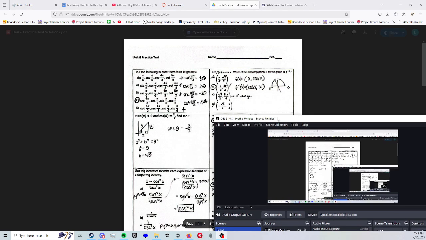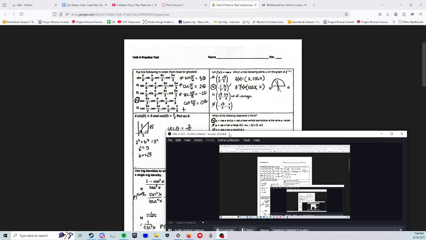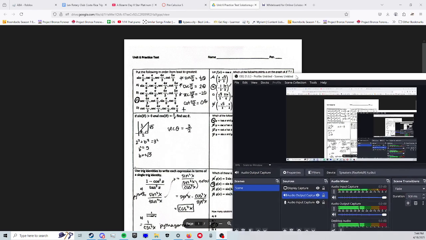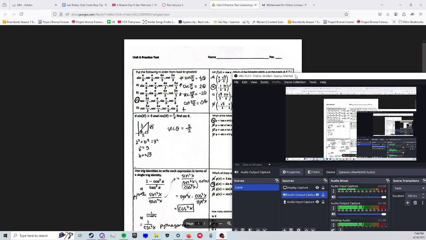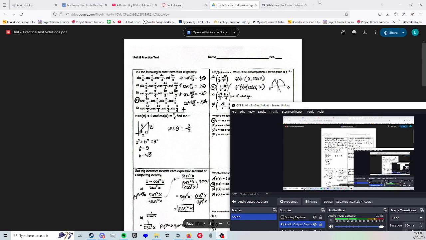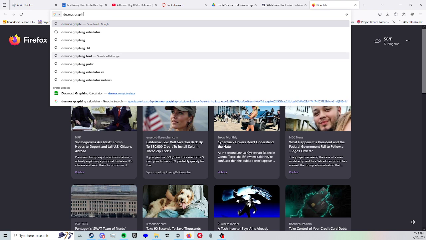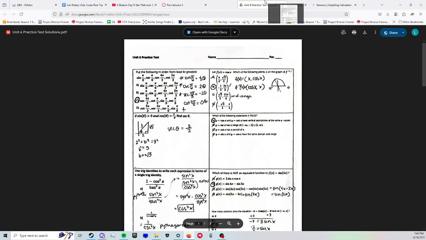Next question. Oh, we already went over this question. I'll go over it again. Which of the following points is on the graph of f negative 1? Even though we're not going to be allowed to use a graphing calculator on the test, I'd like to just show you what this is.